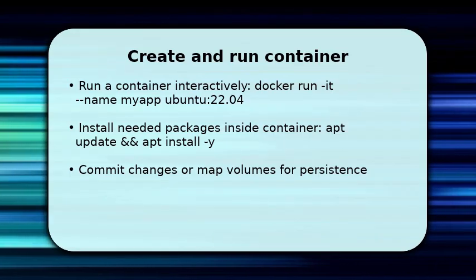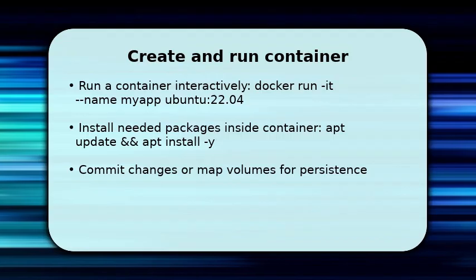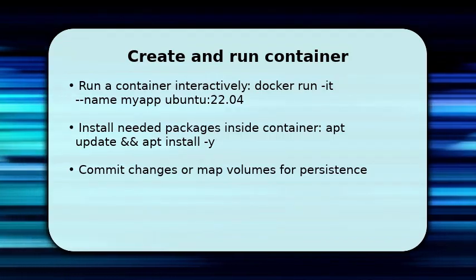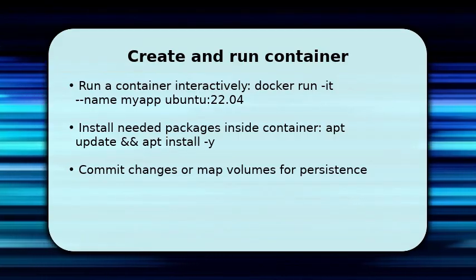Inside, update packages and install tools you need, apt update, apt install -y, then test your app. If you want persistence, mount volumes from the host or commit the container to an image. Once configured, exit cleanly. Docker preserves the container state so you can restart. Inspect logs or snapshot the image.